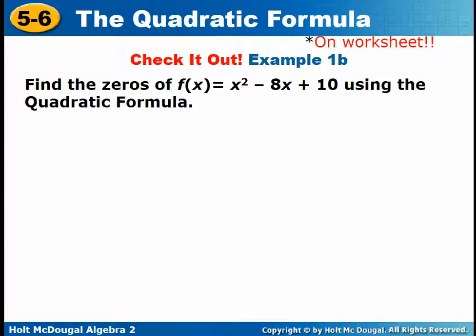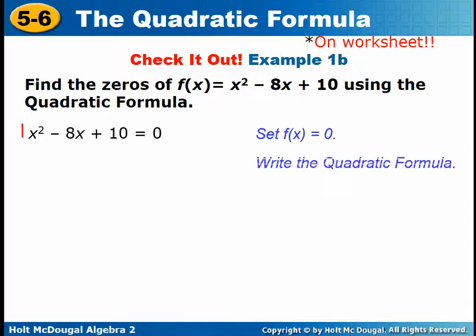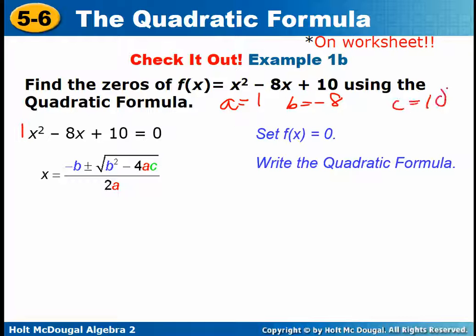Okay, here's another one from your worksheet. So again, you might want to take a minute, see if you can find that one, and follow along. All right, first we are going to set it equal to 0 and make sure it is written in standard form. I'm also going to put a 1 in front of the x squared term so that I know that a is equal to 1. So a equals 1, b equals negative 8, and c equals 10.